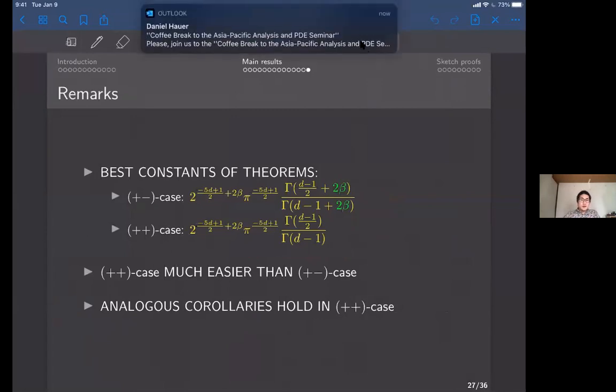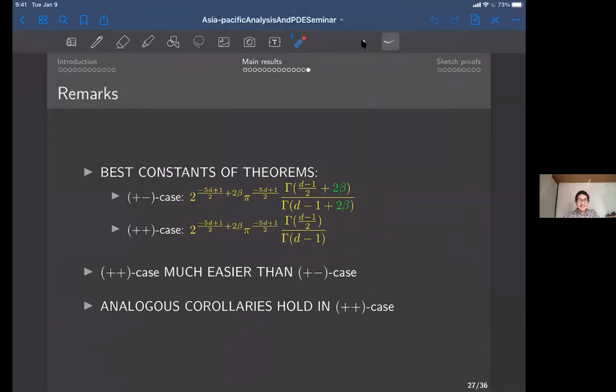Excuse me. Sorry. And again, the plus case is much easier than the plus-minus case. And I just skipped that the analogous corollaries for plus also hold.